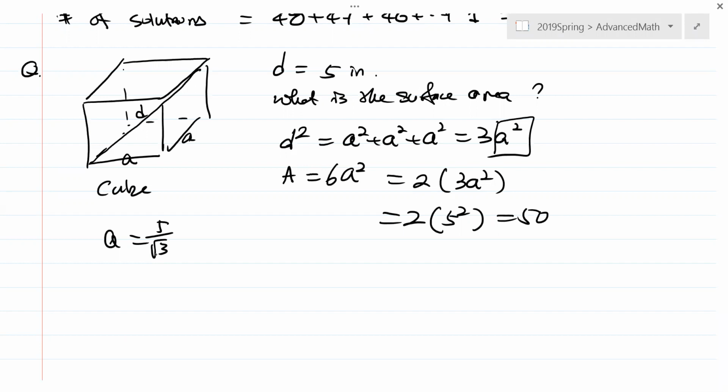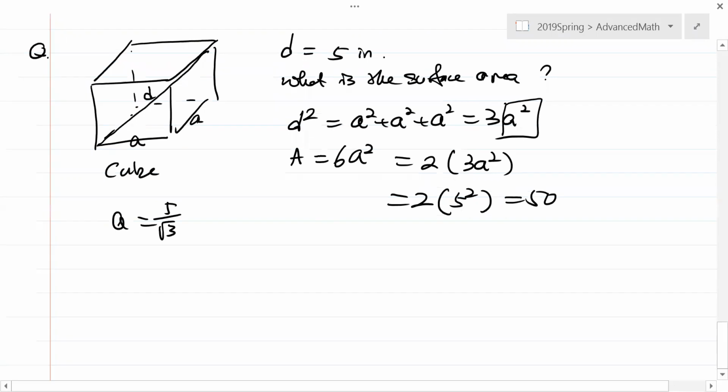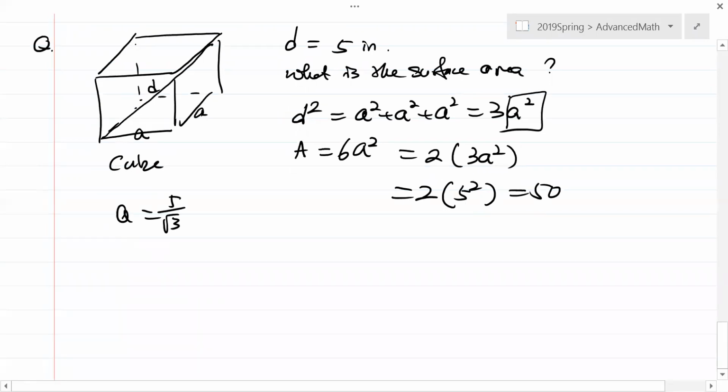You see, look, write down the relationships. You find out, I don't need to find the edge length. I just need to find A square. A square is given. Actually, you just need to know what 3A square is, right? 3A square is D square. And you can derive the formula also by yourself.